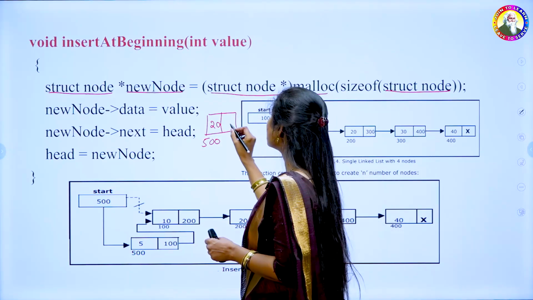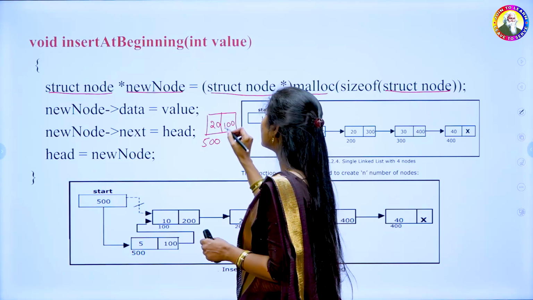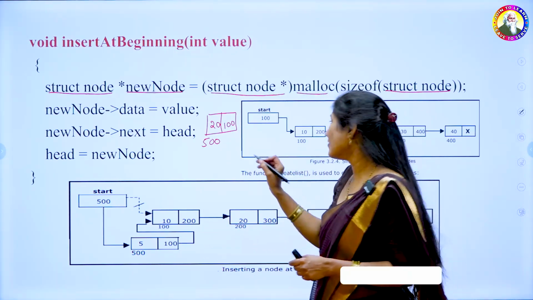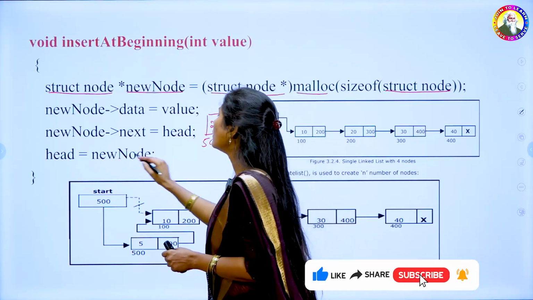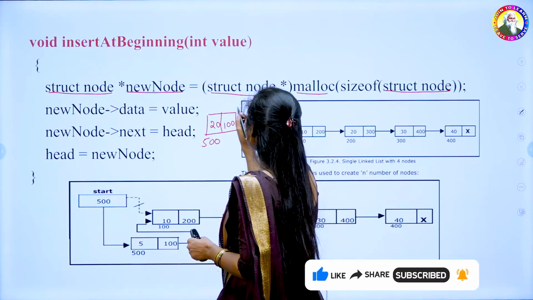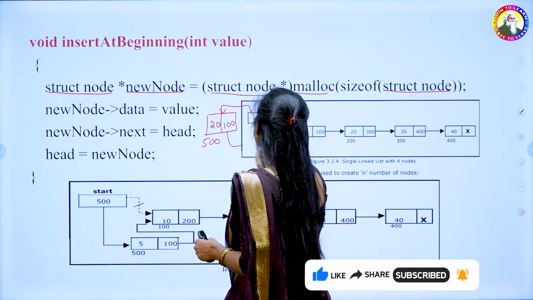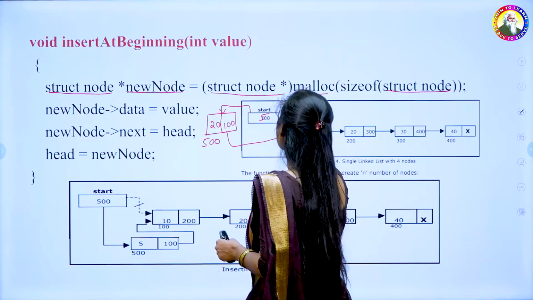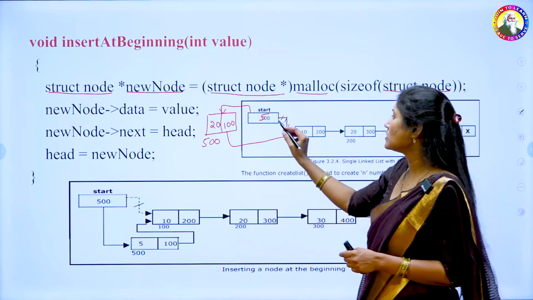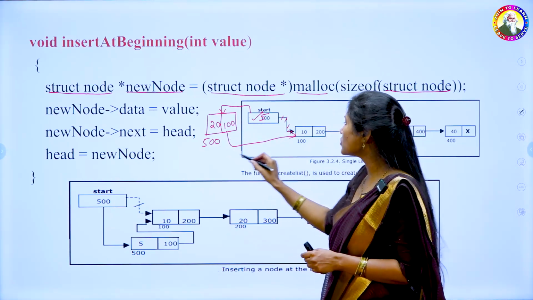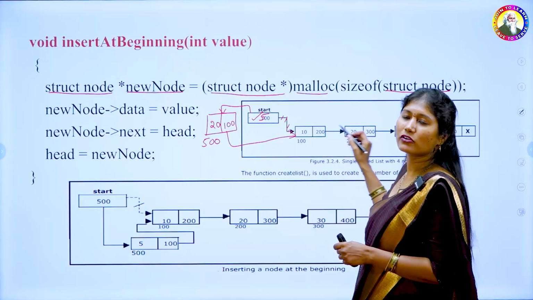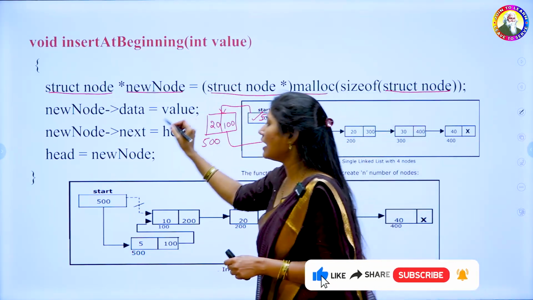Initially what is there, how much, 100. So I am going to write it as a 100, and after that start equal to 500, head equal to new node, which means that this is pointing to this one and this is pointing to this one. There is no allocation for this one. Now if you observe this one, this is the starting pointer which is pointing to the first node, and the first node is pointing to the next element of the node, and this is the algorithm.